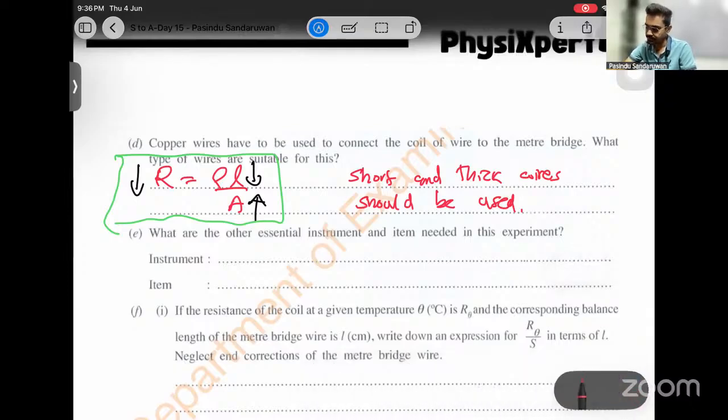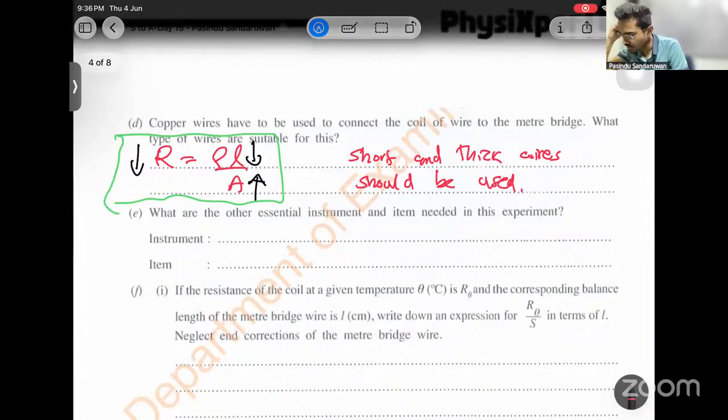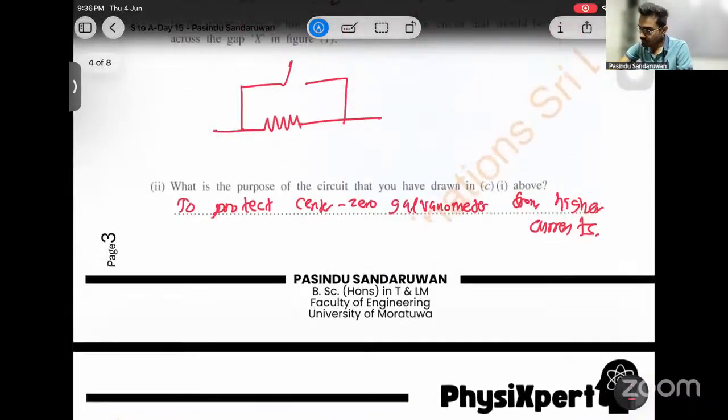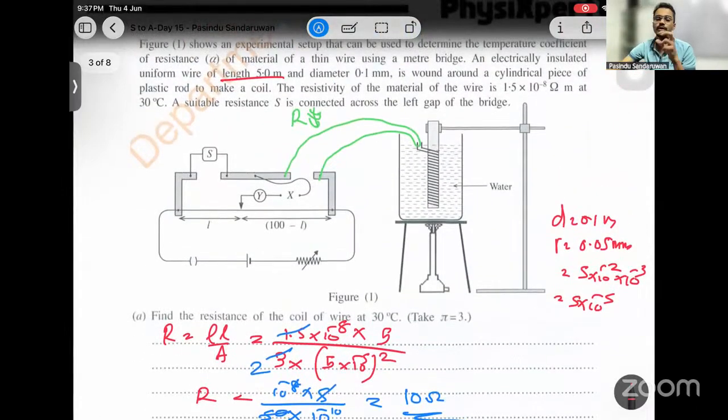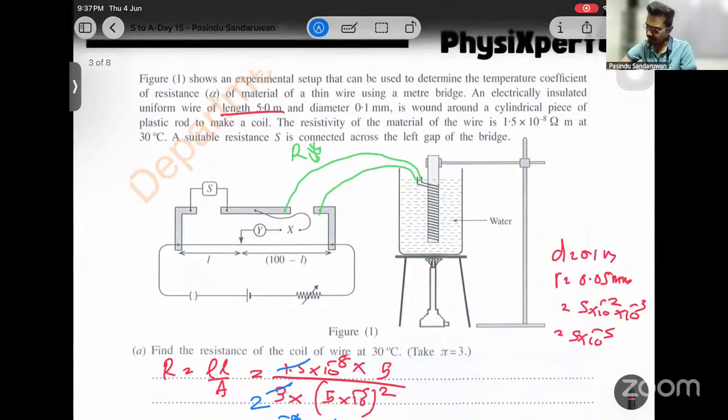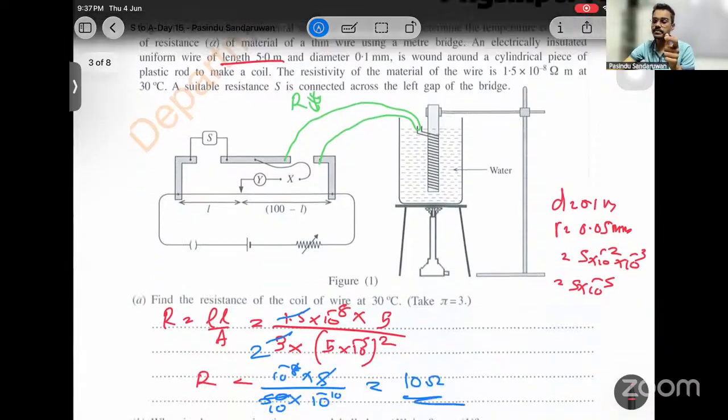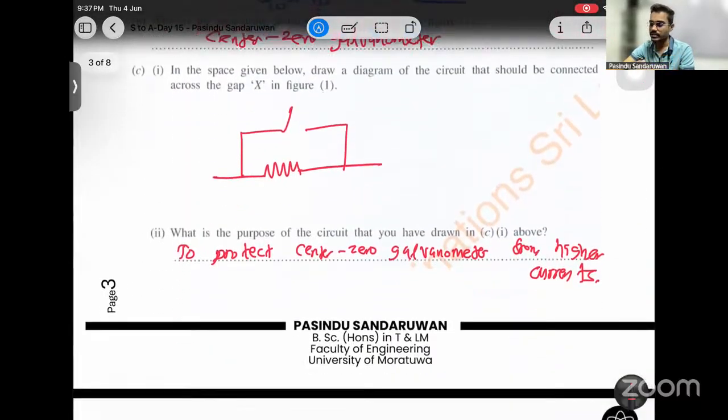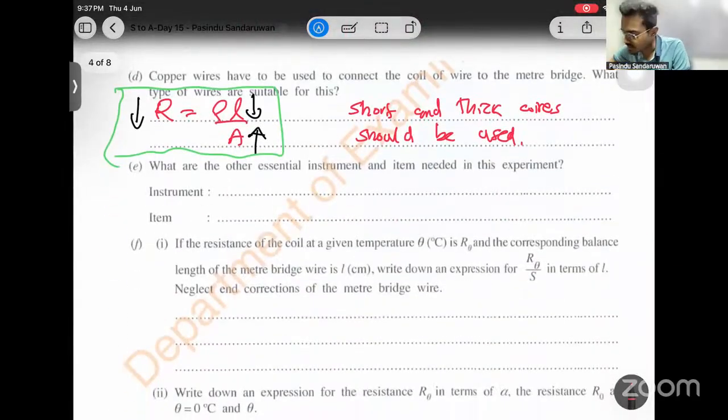Next. What are the other essential instrument and item needed in the experiment? Now, in this setup, we are going to take readings by changing temperature, right? It is currently at 30, but when we are finding the temperature coefficient of resistivity alpha, we take a minimum of 6 readings by changing temperature. Then we need a thermometer to measure this. So the instrument is a thermometer.